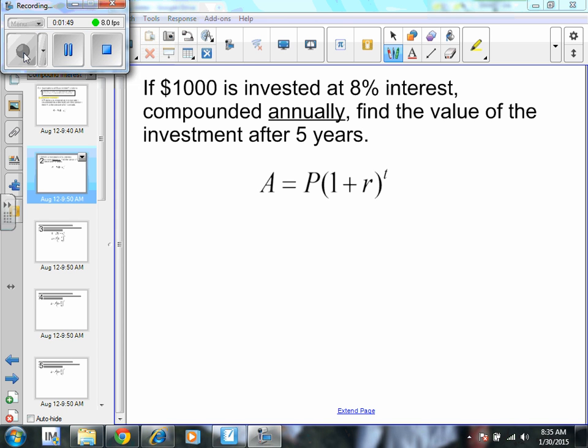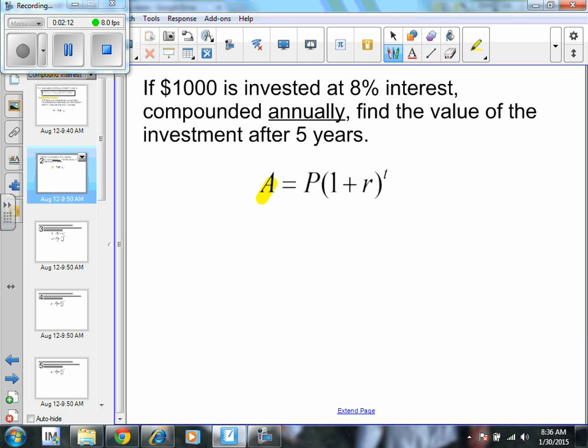All right, so what we're going to do here is first of all identify the values of everything I know. My unknown here is A. A is what we're solving for. So we don't have to manipulate this algebraically. It's just very simple plug in, and then simplify.